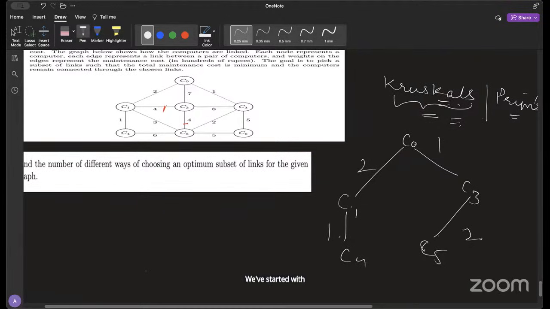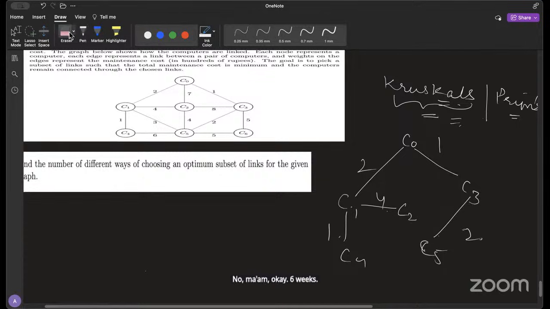We've started with Kruskal's. This was the first one we took. Then second edge, this one, then these two, and so far we've not gotten any cycles. And then at 4, 3 is forming a cycle, so we can't choose that one. And then we take 4. So next up let's take this one, 4. Next 4 also we can consider, but this is forming a cycle.